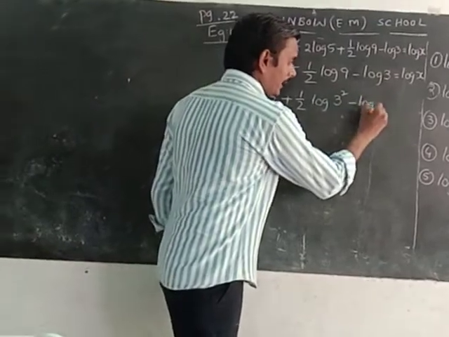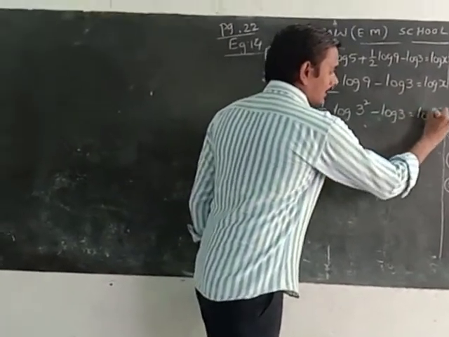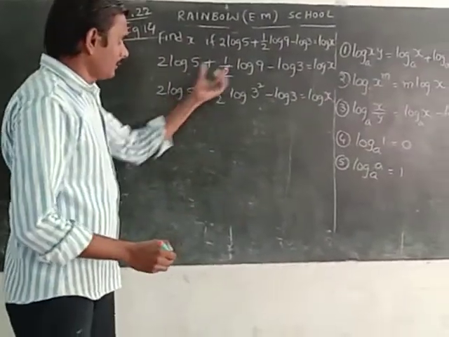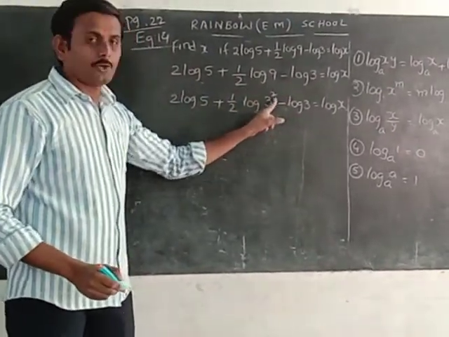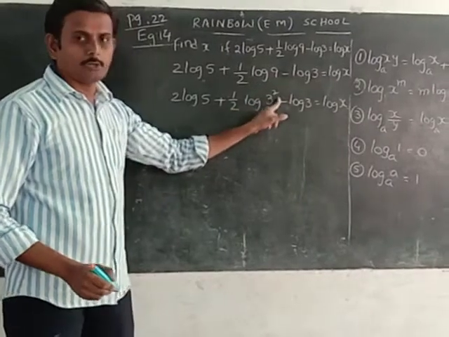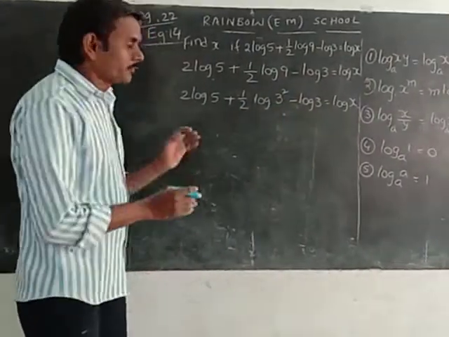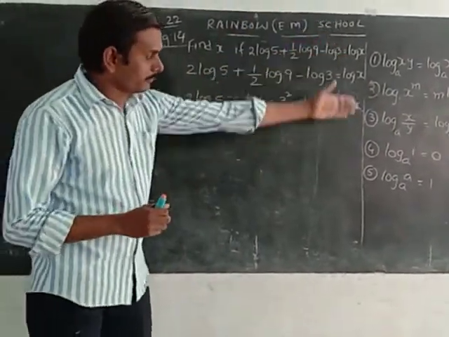Minus log 3 equal to log x. As it is, I will copy this. Only I change this one. 3, 9 I write as 3 square. 3 into 3 is 9, so I write 3 square. Now, which formula is suitable? Now we have to identify.